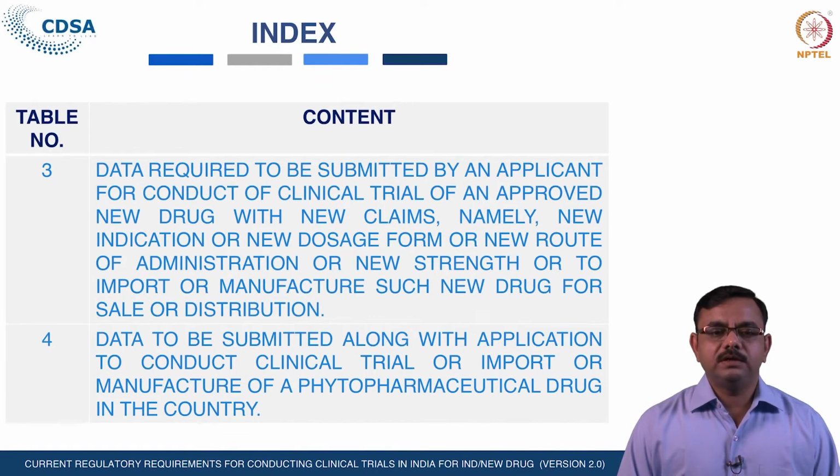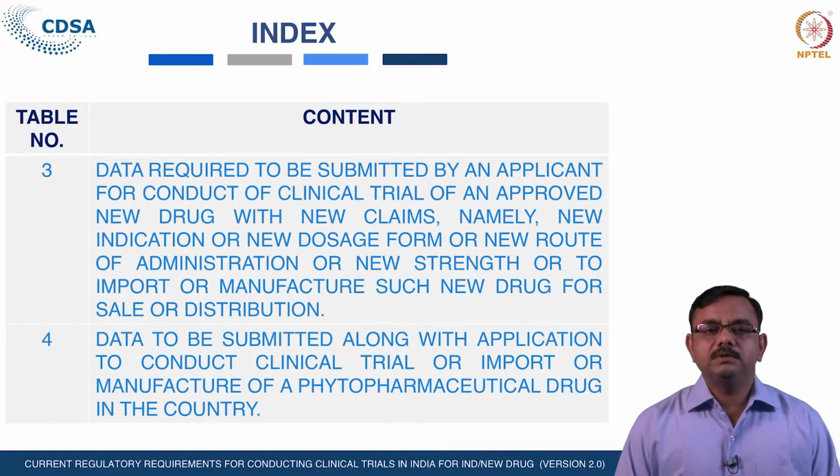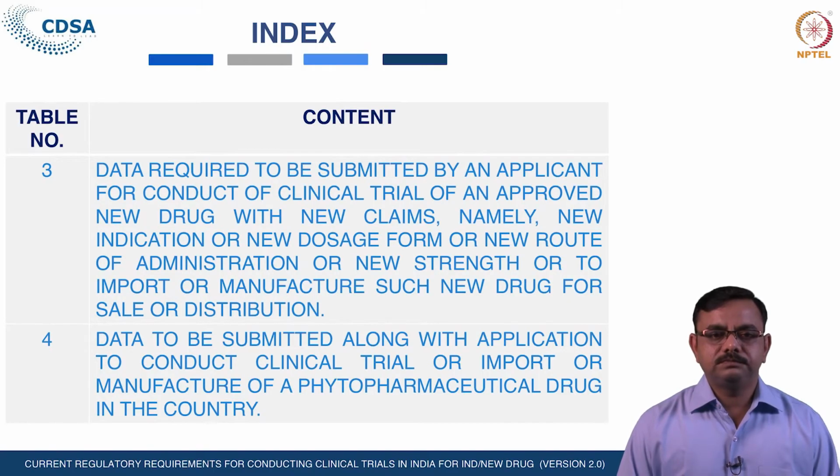Characterization of the purified extraction, then tests for identification: what are the tests implied for the identification of the drug, that also should be covered. Further, here we also require the animal toxicity and the safety data, as given in table number 4.